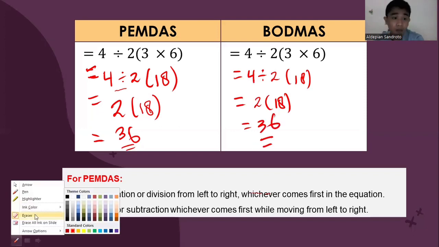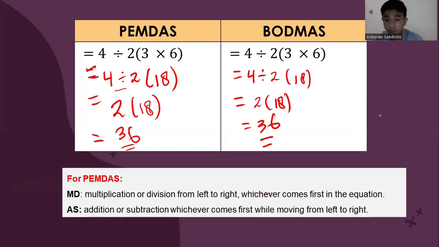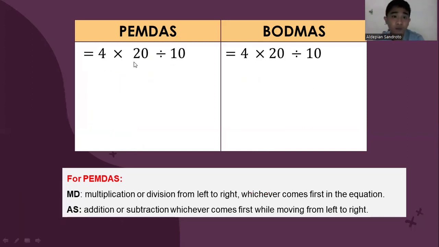All right, everyone, so now let's continue with the next one: 4 times 20 divided by 10. Okay, so we are going to solve this. In PEMDAS, we start with the multiplication. Why? Because of the rule, whichever comes first in the equation, we start from left to right, which is 4 times 20 equals 80, and then divided by 10 will be 8.